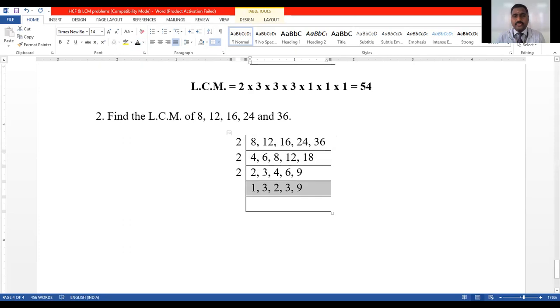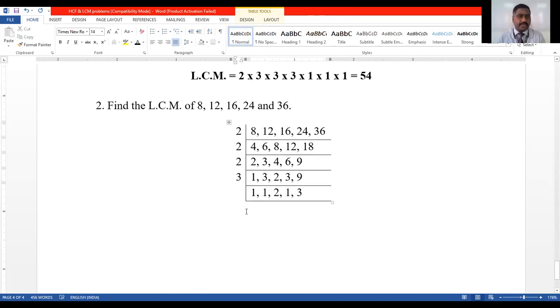3 cannot be divided by 2, so you put the 3 value as it is. If it is not able to divide, put the value as it is. 4, 2 into 2, 4, 6, 3 into 2, 6. 9 cannot be divided by 2, so put the 9 value as it is. Now all these values can be divided by 3 also. So put 3 so that you will get 1, 1, 1, 3 are 3. 2 you cannot divide by 3, so you put 2 as it is. Okay. And if you want to stop here itself, you can stop.